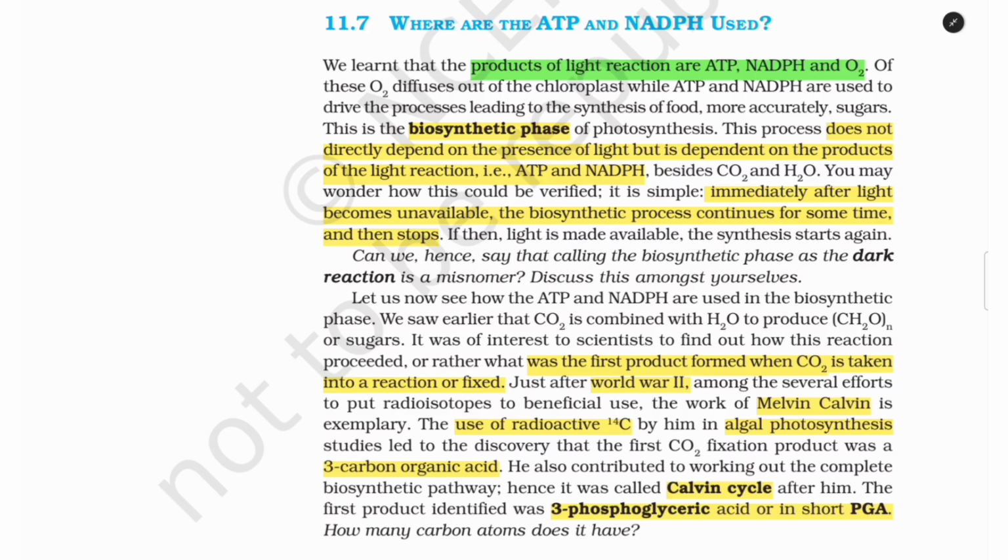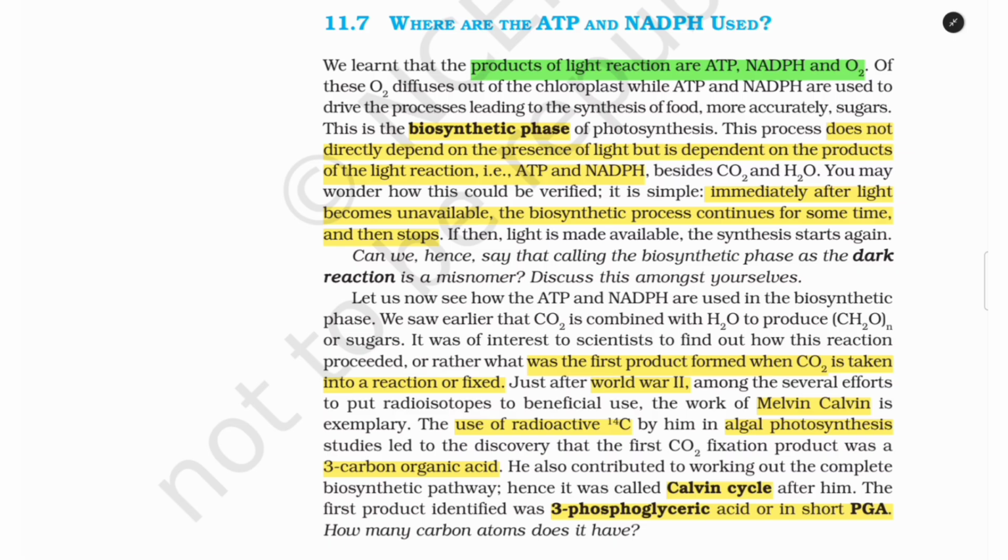It is simple. Immediately after light becomes unavailable, the biosynthetic process continues for some time and then stops. If then light is made available, the synthesis starts again. Can we hence say that calling the biosynthetic phase as the dark reaction is a misnomer? Discuss this amongst yourself. Let us now see how the ATP and NADPH are used in the biosynthetic phase.